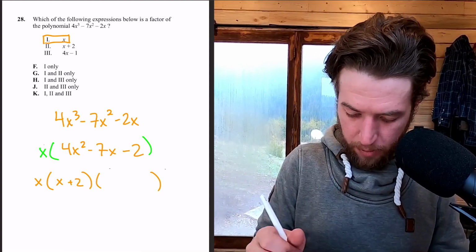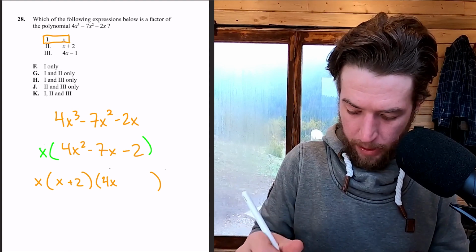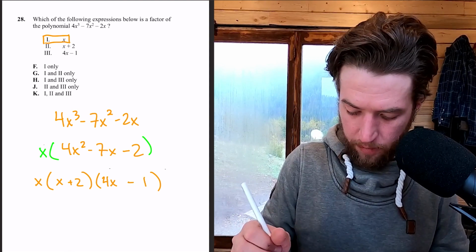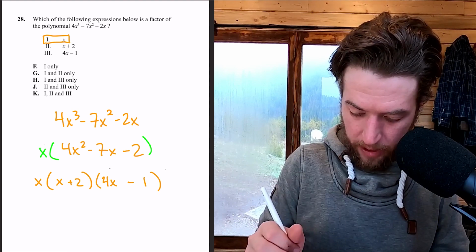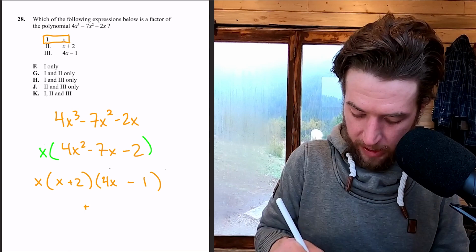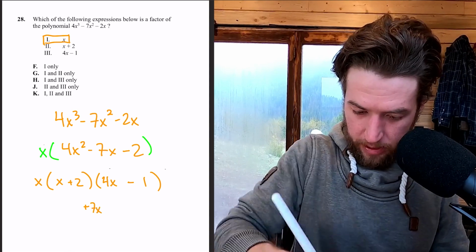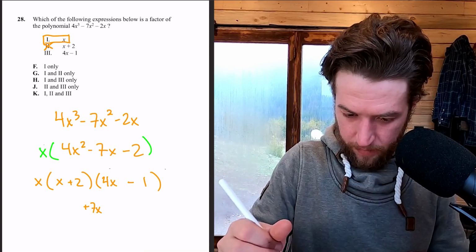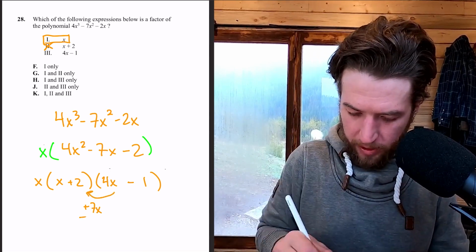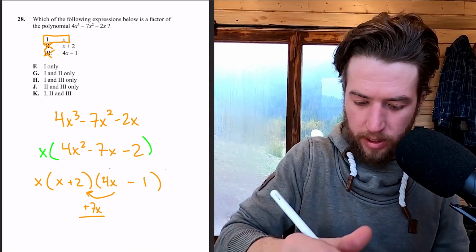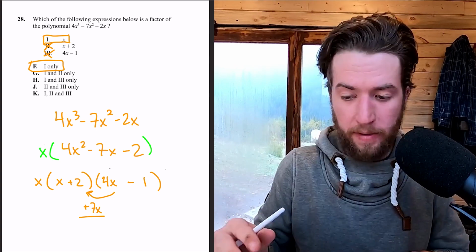So if we factor an x plus 2 out of up there, we would need a 4x here to make 4x squared. And we would need a minus 1 here to make negative 2. And then together, that's negative x and positive 8x, which makes positive 7x in the middle. So this can't be a factor. But then if it was 4x minus 1, this would have to be the factor, but then it doesn't work. So I think it's just 1 only. I might have to think about that one a little longer.